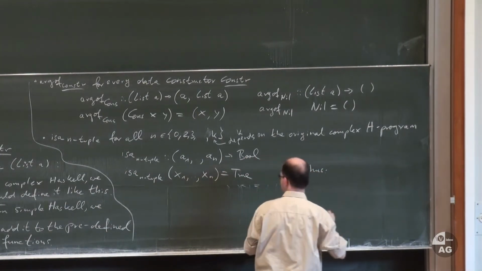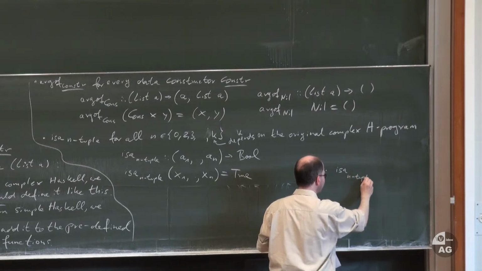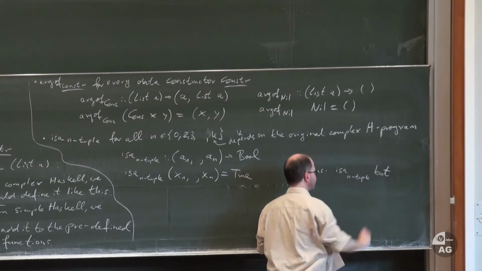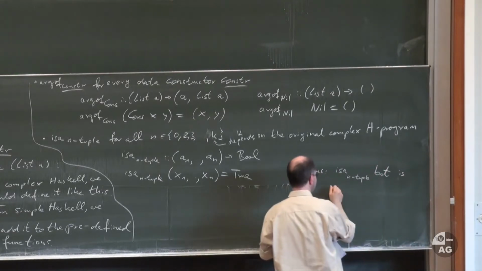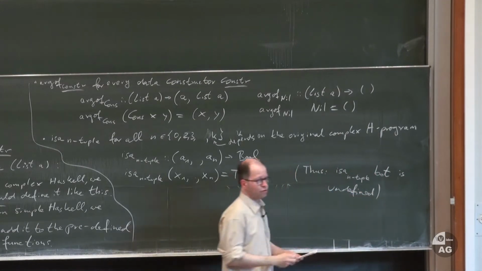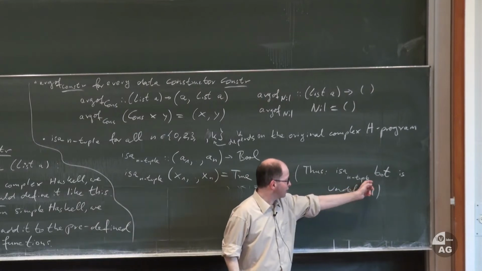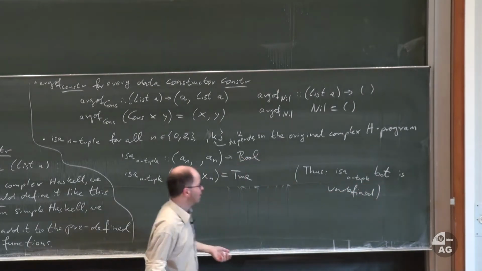So this does not always return true, but if I apply is a n tuple to bot, then this is undefined. So this would not terminate, because to evaluate this, I have to evaluate bot, and if I start evaluating bot, then that's the end.